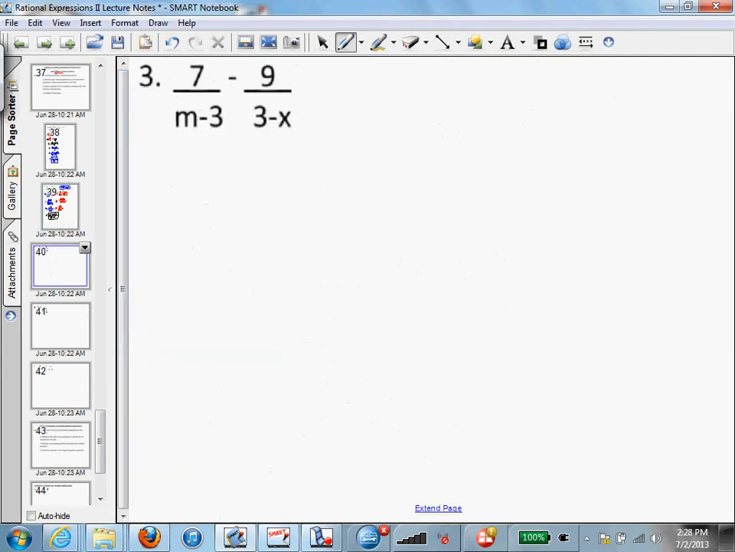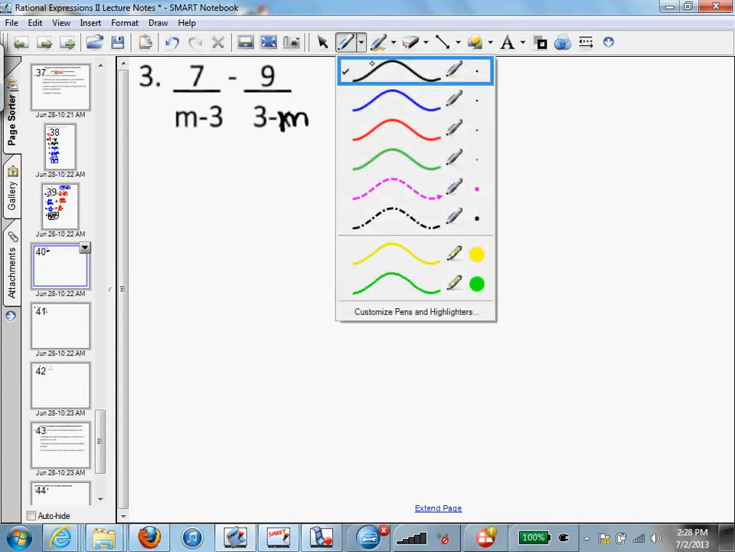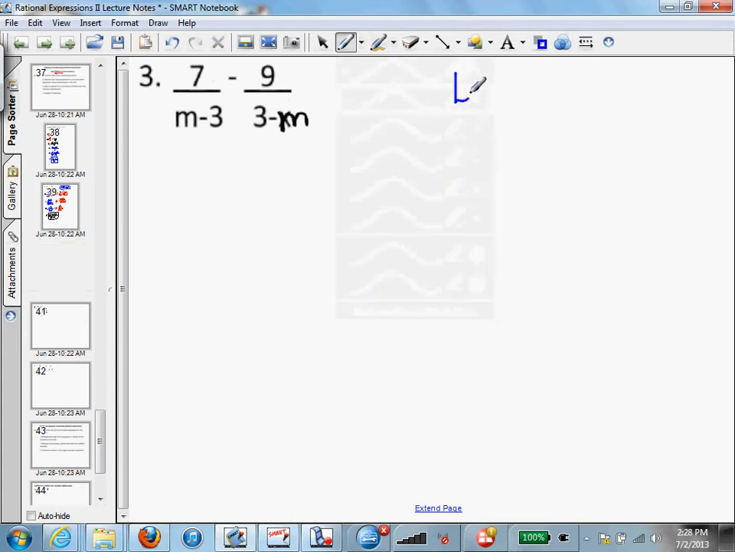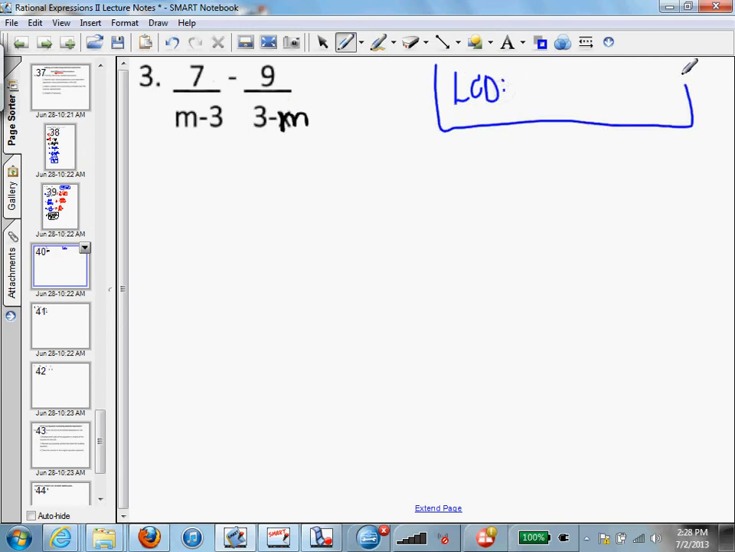Okay, looking at number 4, we see that, first of all, that's a glitch and that x should be an m. So what I would identify first is the LCD, what it should be. So we have m minus 3, and if we want to flip this one around, we could have minus m plus 3.